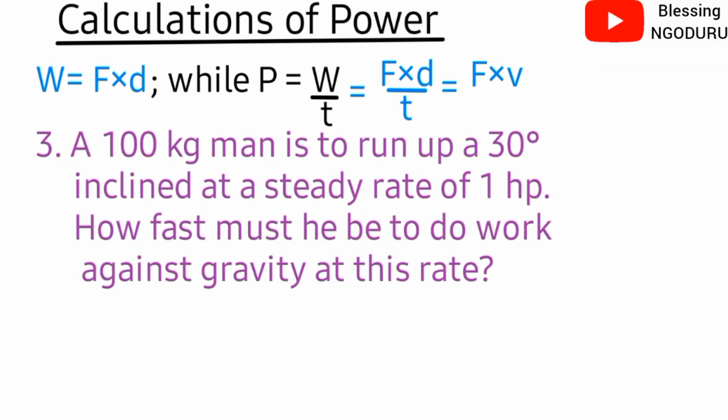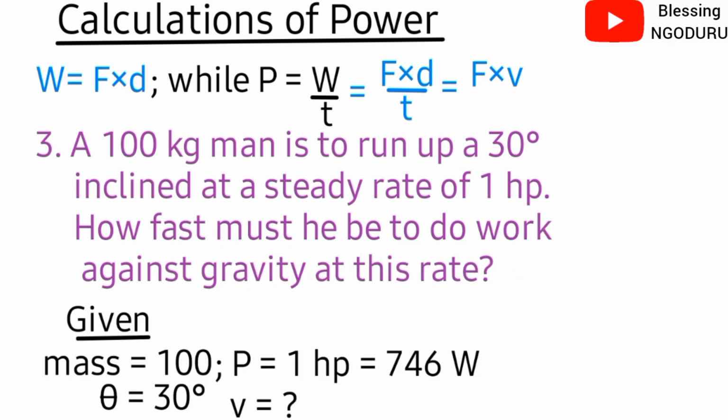Thank you. Now, let's look at the third challenge. A 100 kg man is to run up a 30-degree incline at a steady rate of 1 horsepower. How fast must he be to do work against gravity at this rate? As usual, we'll write out the given parameters. We are given the mass of the man being 100 and our angle theta, that is 30 degrees, and we're also given the power, that is 1 horsepower. Earlier in this video, we did say that 1 horsepower is equivalent to 746 watts, and we're asked to look for how fast the man must be to do work against gravity. How fast in this context refers to the speed or velocity v.